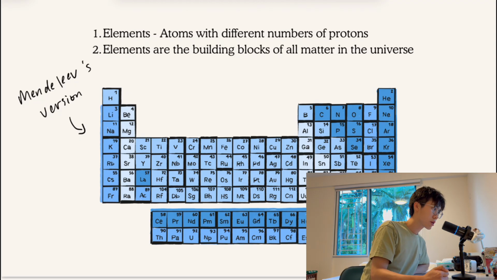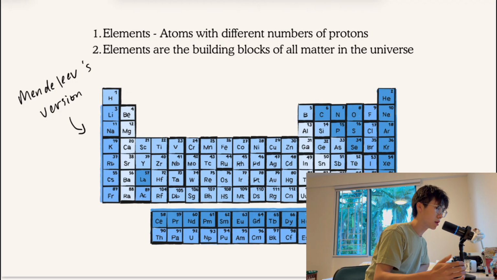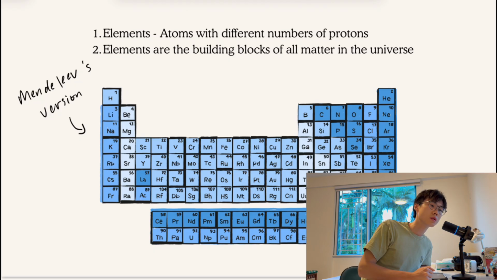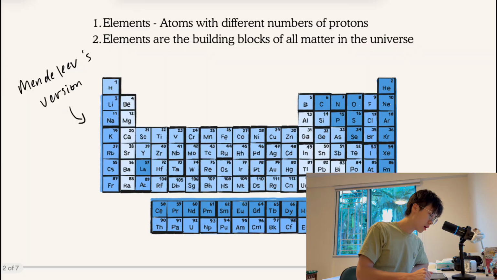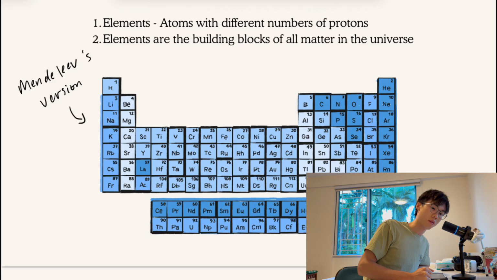And it is arranged so that each group, which are the vertical columns, has similar chemical and physical properties. And as you move along each row from left to right, you can see a clear pattern which repeats in every period, more or less. And why it is so important is because these elements are the building blocks of all matter in our universe, and it is important to know this for different scientific research.